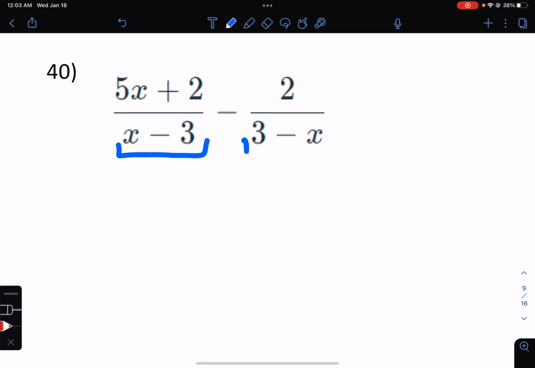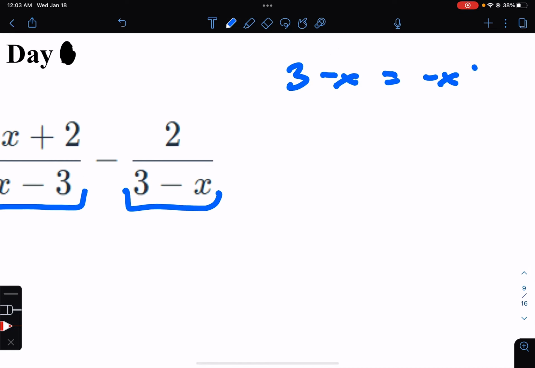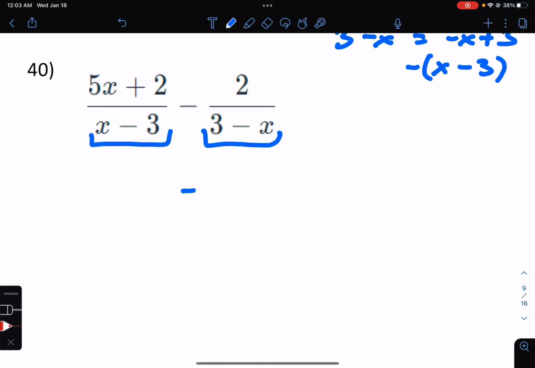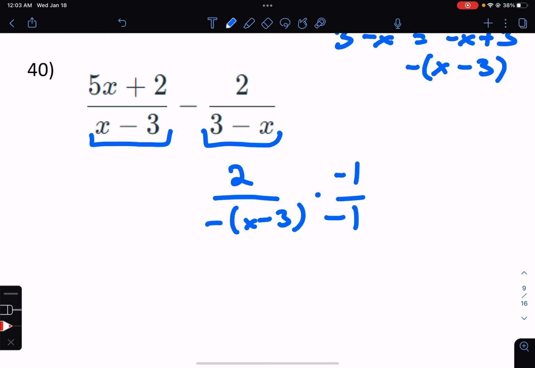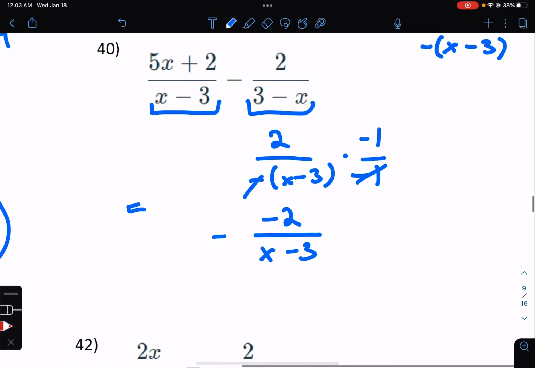This guy looks good, but this guy looks wonky, right? So we've got to go ahead. If we have 3 minus x, that is the same as negative x plus 3. We can take our negative out in front, and we get negative x minus 3, I should say. So we've got 2 over negative x minus 3. Then we multiply top and bottom by negative 1. So we get a negative 2 on top, the negative on the bottom goes away, and we get x minus 3 on the bottom. So we've got 5x plus 2 here all over x minus 3.